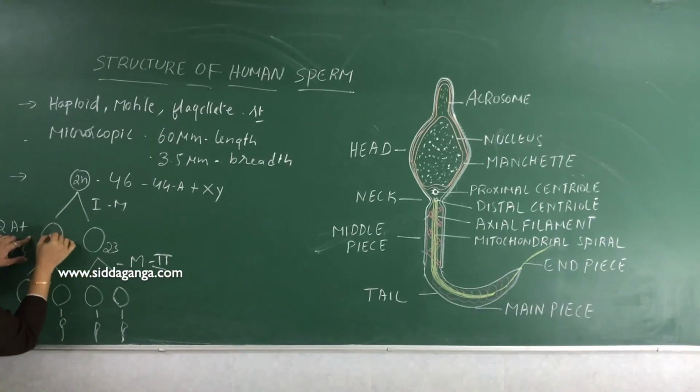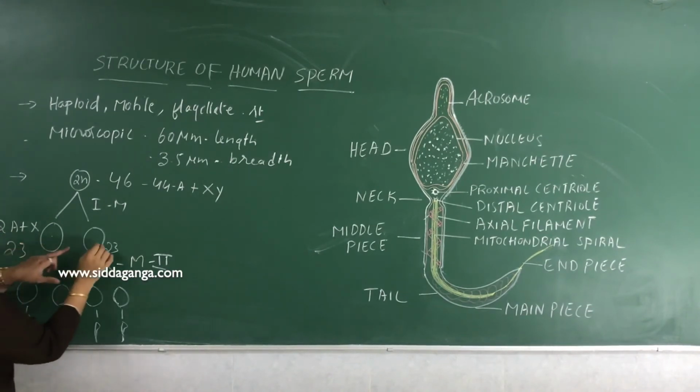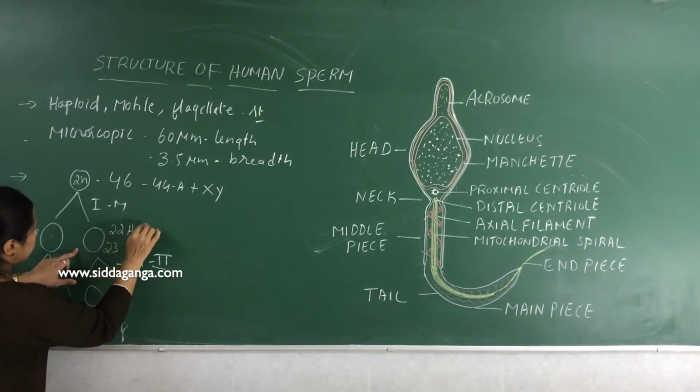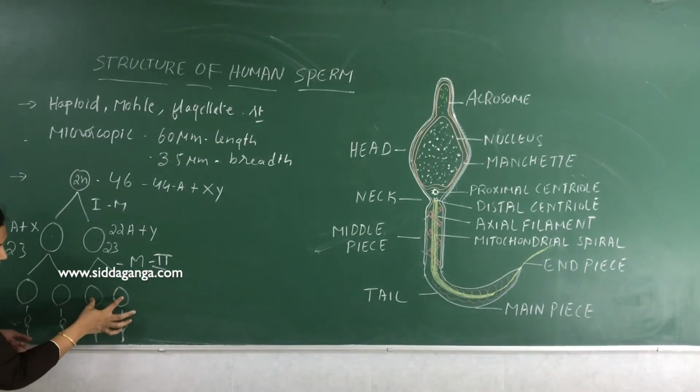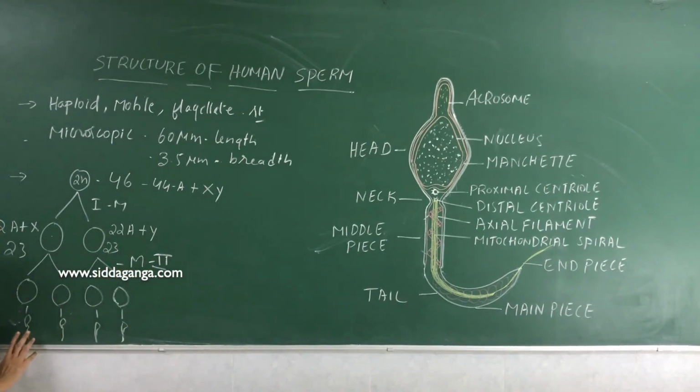If this daughter cell receives the X chromosome, the chromosome number is 23: 22 autosomes and an X chromosome, and this other daughter cell has 22 autosomes and a Y chromosome. When these two daughter cells undergo meiosis second, four daughter cells are produced. Half of the cells receive the X chromosome and the remaining half receive a Y chromosome. So 4 sperms are formed here. Out of 4 sperms, 2 sperms have the X chromosome and 2 sperms have the Y chromosome.